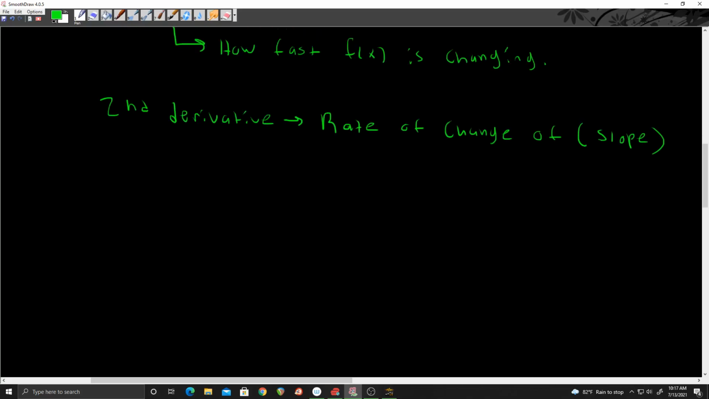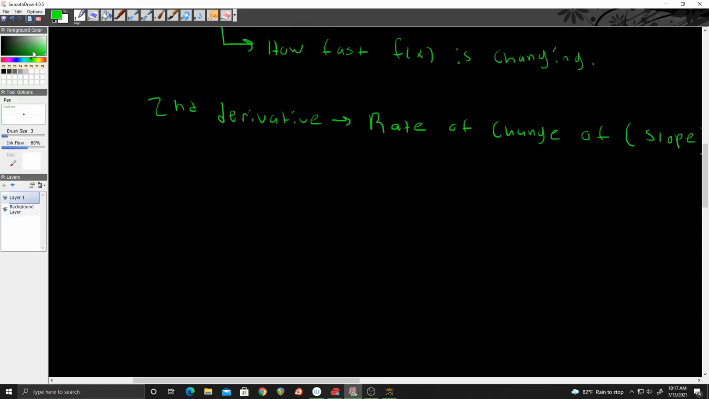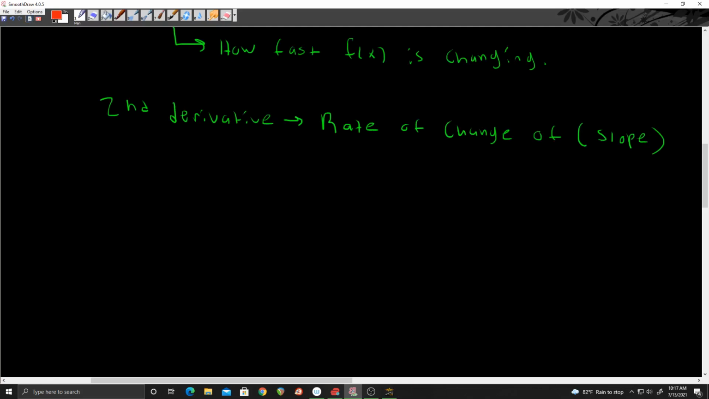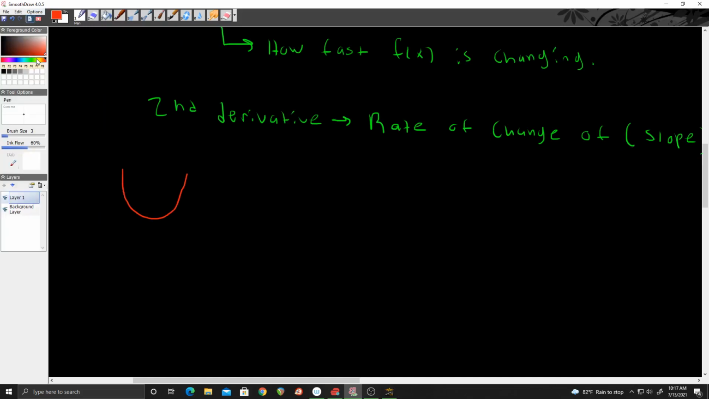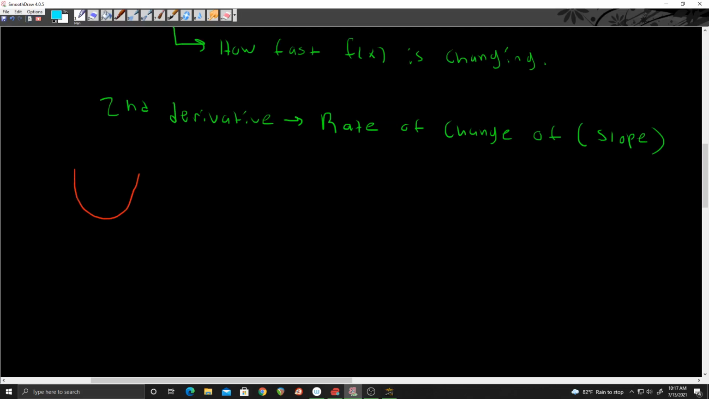Okay, so let's look at some simple examples to illustrate second derivative stuff. If I have a simple thing like this, let's look at this little curve here. Let's think about what's happening to the slope as we go across here. So as we start out here, the slope.